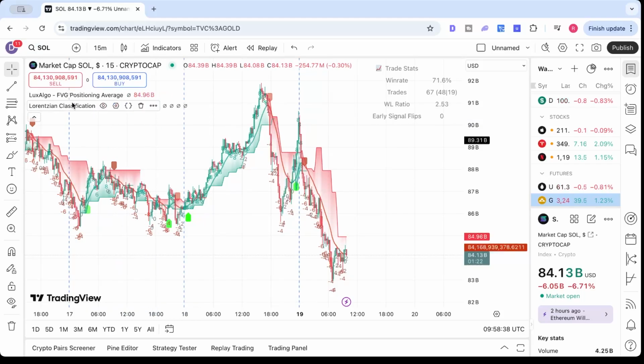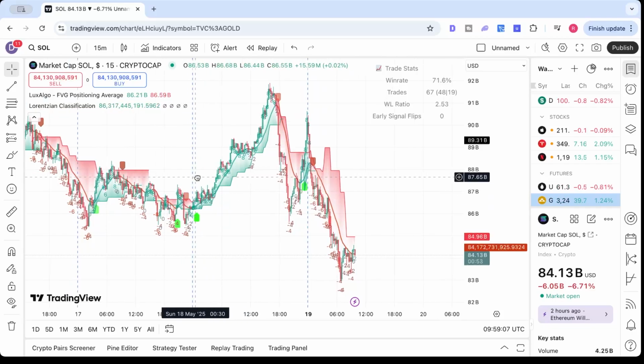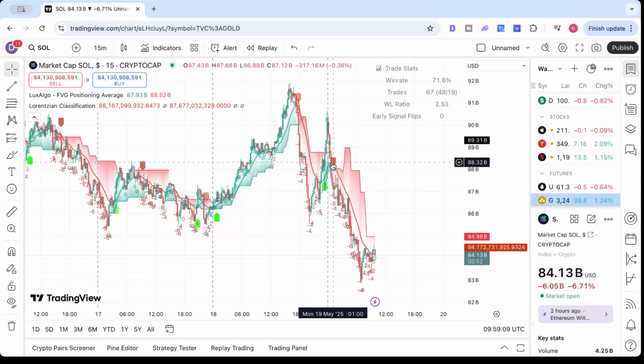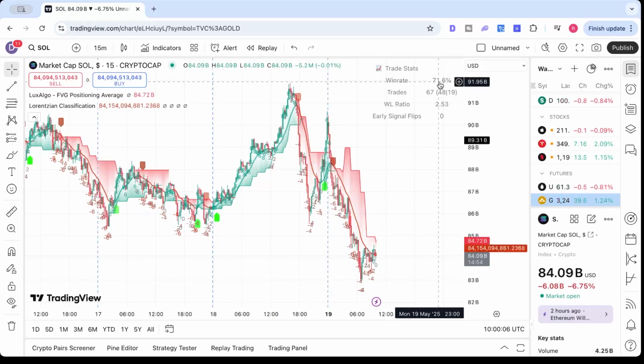So the first one, and the most important one that we'll be going through right now, is this machine learning Lorentzian classification indicator. But because this is a machine learning indicator, it looks back on previous data to constantly refine its own results. So we're just going to be looking at the default settings. If you was just going to be using this with the default, how well would it do for you? And obviously you can see right here that the win rate is 71.6% on the 15-minute time frame for Solana.